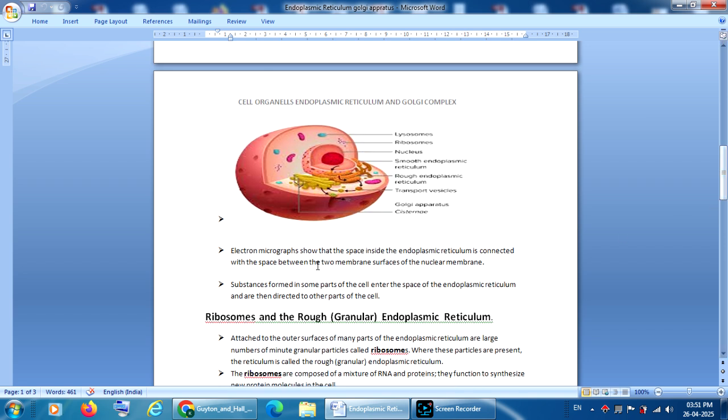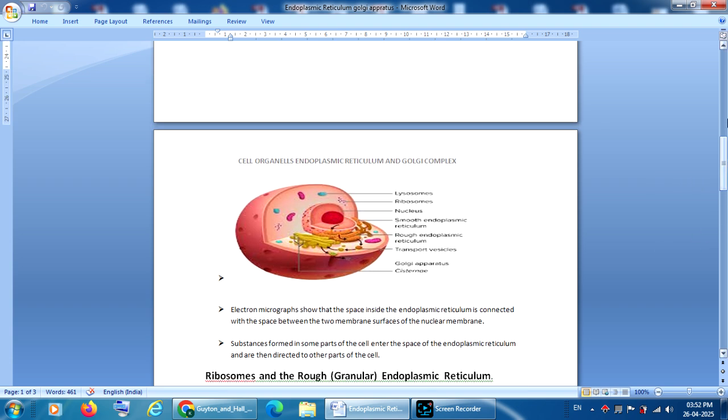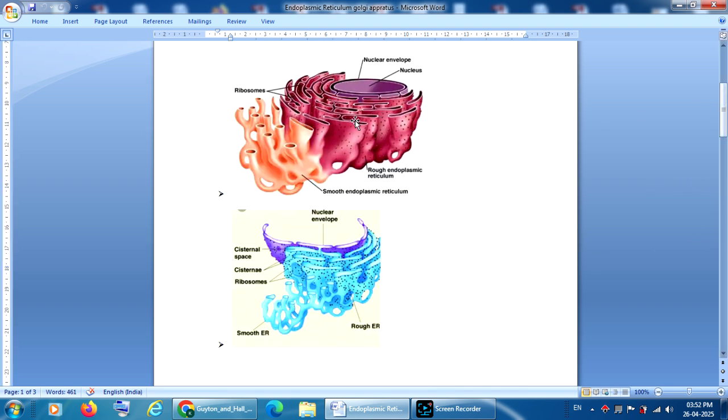See, the electron microscope shows that the space inside the endoplasmic reticulum is connected with the space between the two membrane surfaces of the nuclear membrane. This is what I am saying. See, the space inside the endoplasmic reticulum, in between the cisternae, is connected with the space of the nuclear membrane or nuclear envelope. This is what the electron microscope shows.